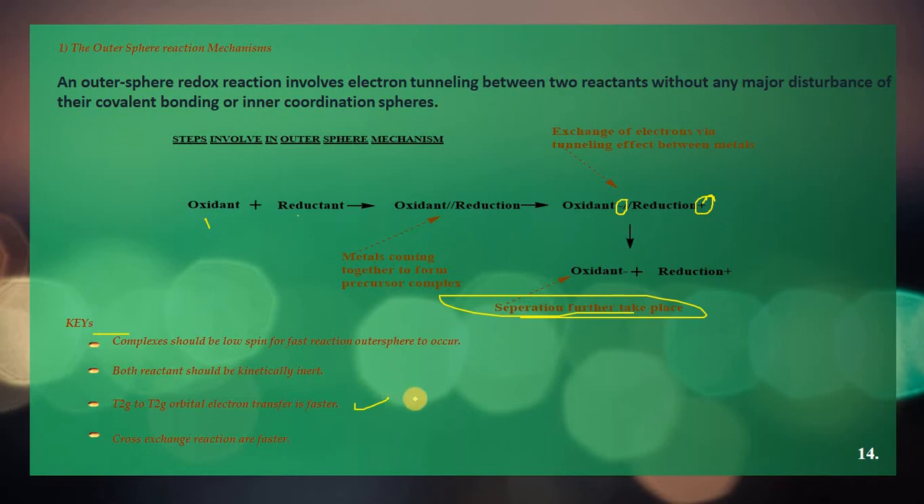That is, if it is labile, that is here, both of them must also be labile. But if one is labile and one is inert, the reaction will be very slow. And cross exchange reactions are faster.